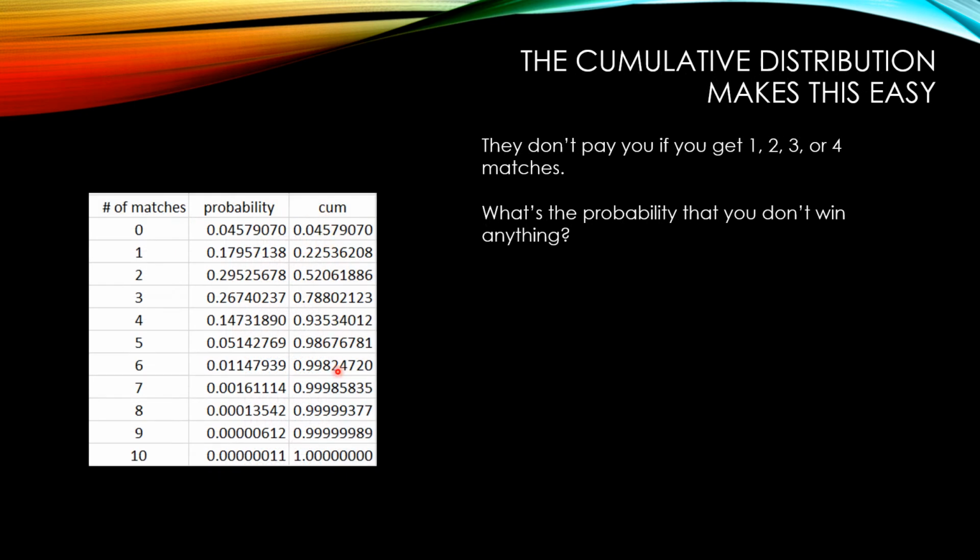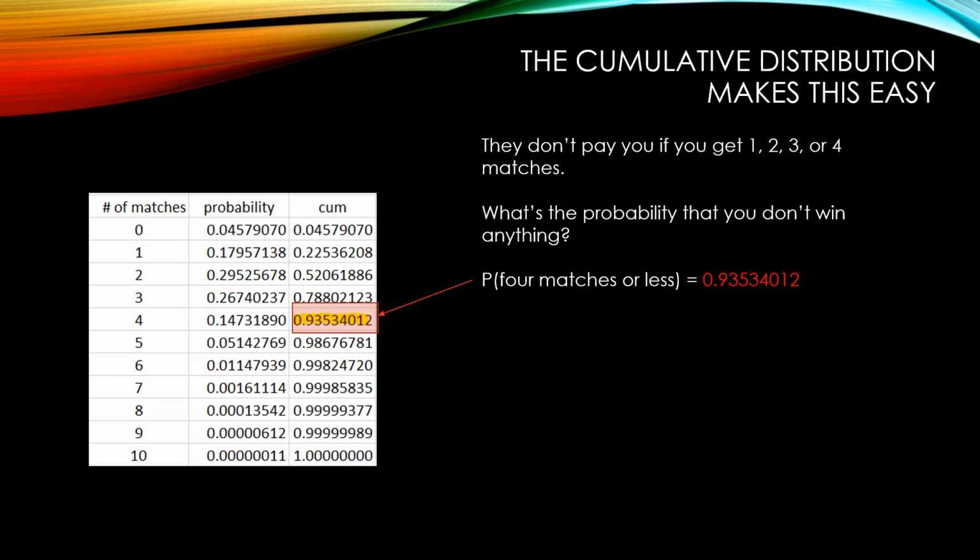Here's the cumulative column. I want to know what's the probability of getting a 1, 2, 3, or 4. Well, I'm going to look right in this row right here, and in particular, I'm going to look at this number right there. That's almost what I want. That number tells me that the chance of getting 4 or less matches is 93.5%. But that's not quite what I want. I want 1, 2, 3, or 4, not 0, 1, 2, 3, or 4, which is what that number means.